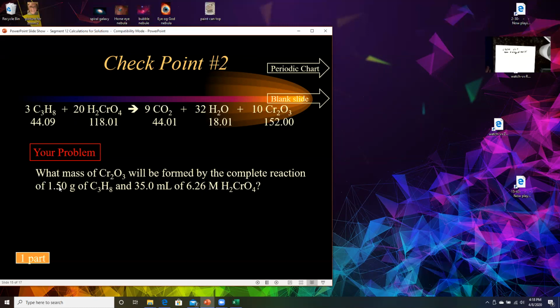It's from 1.5 grams of propane. So I would go over the propane, the C3H8 here, and I would write 1.5 grams up there. And then I would go 35 milliliters of 6.25 molar. Actually, what I would do here to make this easier is I would write that as 0.035 liters times 0.625 molar, and then I would show that in moles, and I would put under that the 20. So that would be a little quicker and easier.